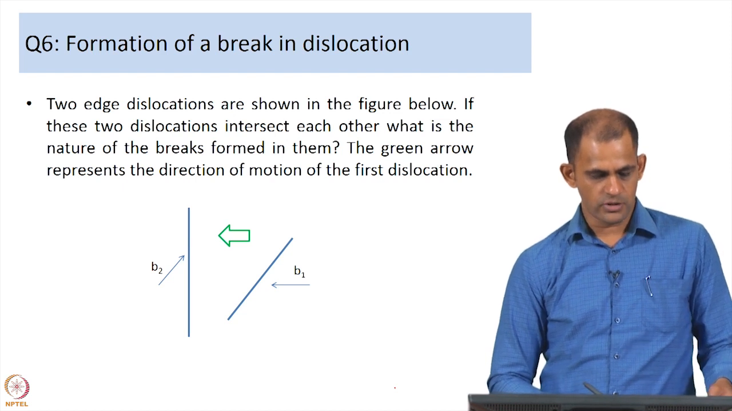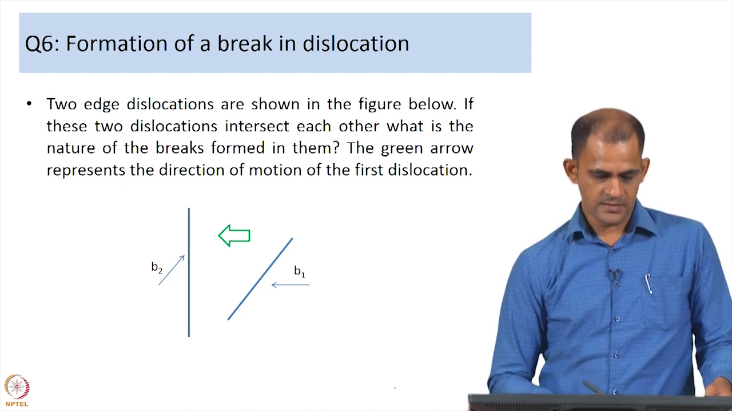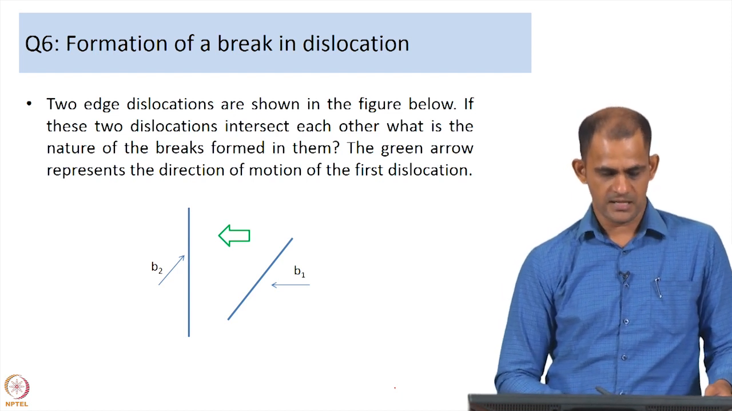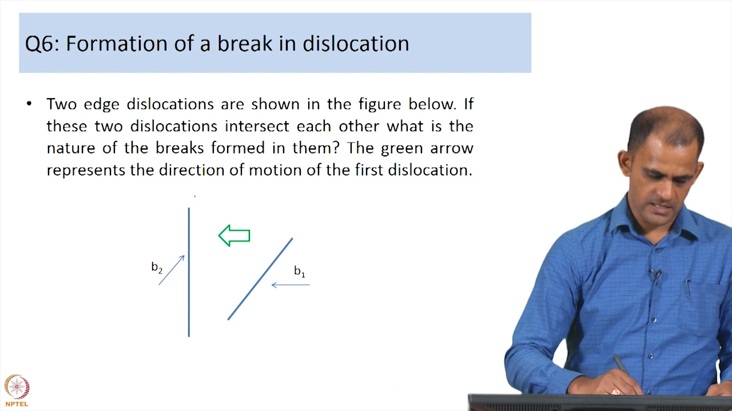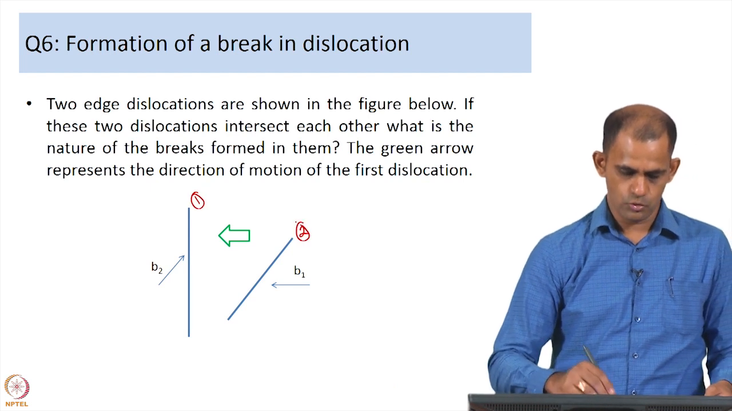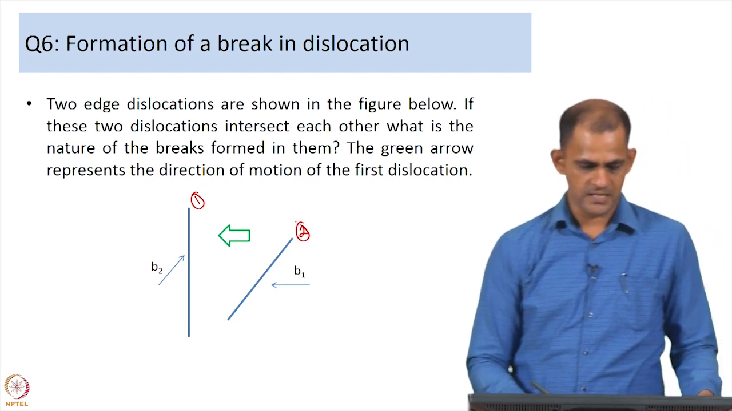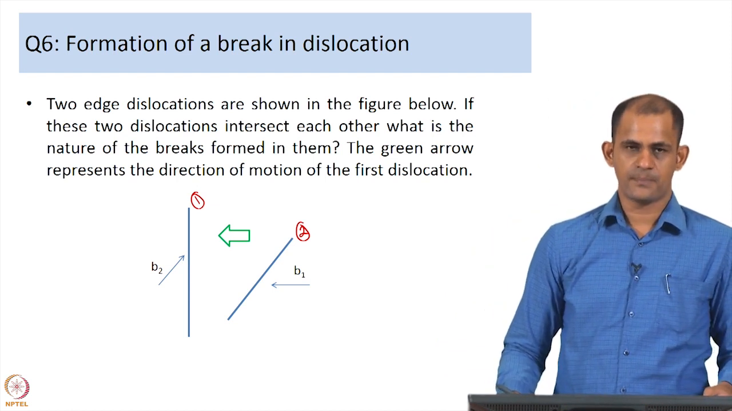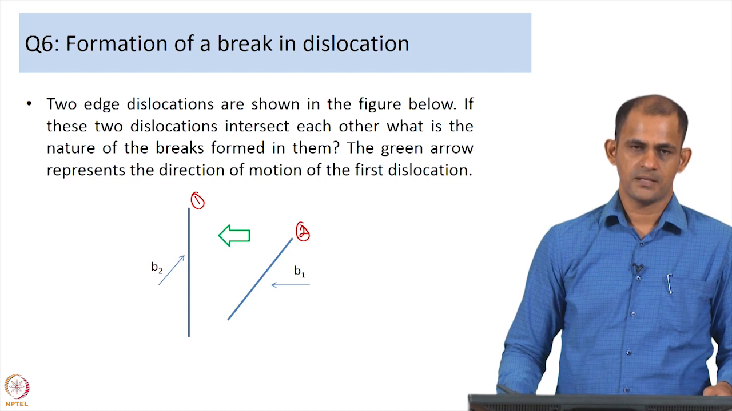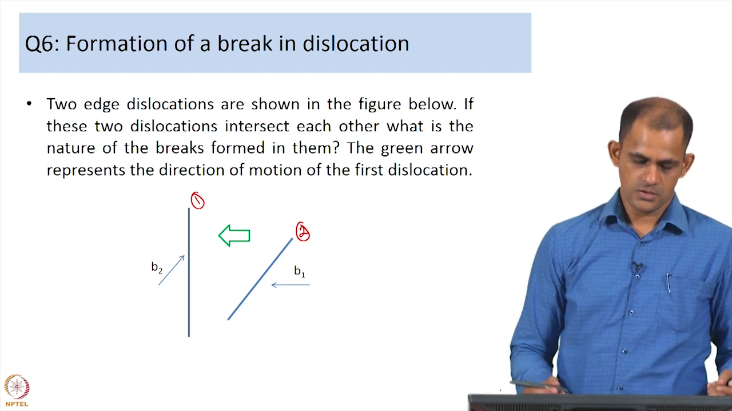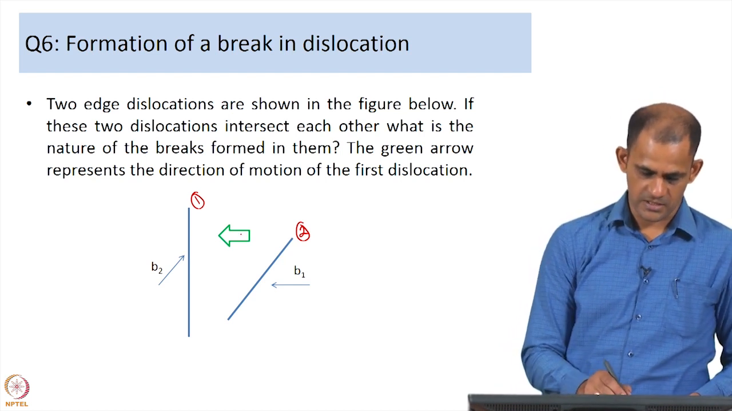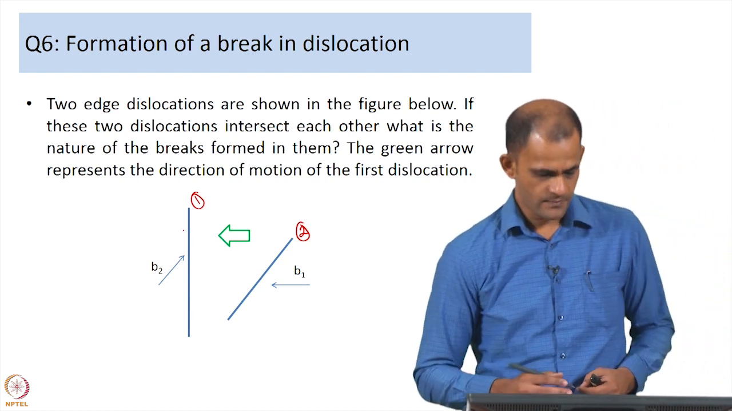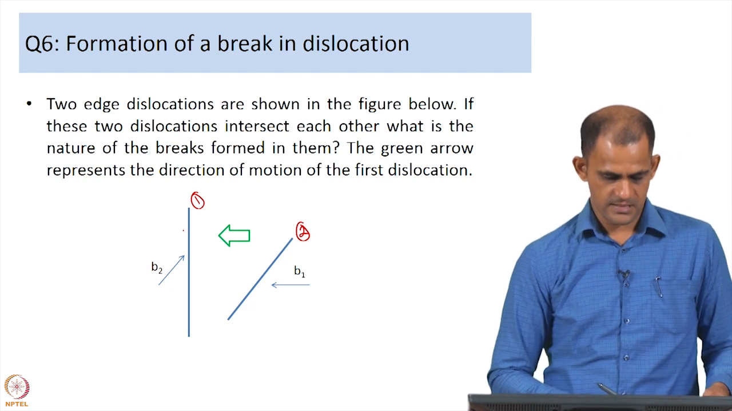Here I am showing you two edge dislocations. These are edge dislocations because the Burgers vector is perpendicular to the dislocation line. You have dislocation line 1 and dislocation line 2, and they are going to intersect each other. The question is, what is the nature of the breaks that form in these dislocations. When these dislocations intersect, the arrow signifies the direction in which dislocation 2 is moving towards dislocation 1.